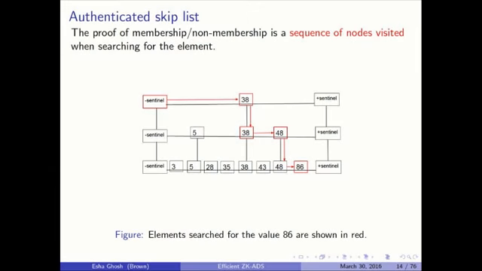This is another data structure, the authenticated skip list, which again reveals a lot of information. This is to say that the traditional ADSs do not give privacy, the zero knowledge privacy.